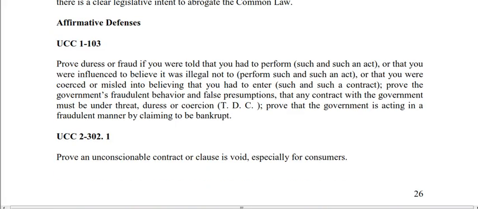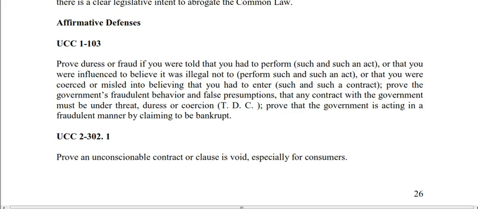UCC 1-103. Prove duress or fraud if you were told that you had to perform such and such an act, or that you were influenced to believe it was illegal not to perform such and such an act, or that you were coerced or misled into believing that you had to enter such and such a contract. Prove the government's fraudulent behavior and false presumptions that any contract with the government must be under threat, duress, or coercion. Prove that the government is acting in a fraudulent manner by claiming to be bankrupt.